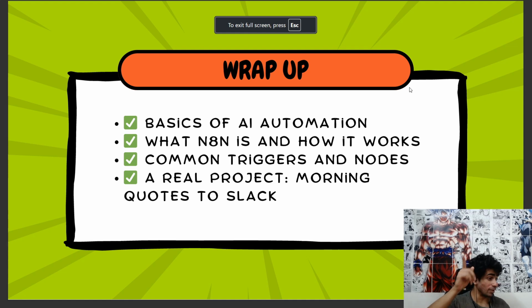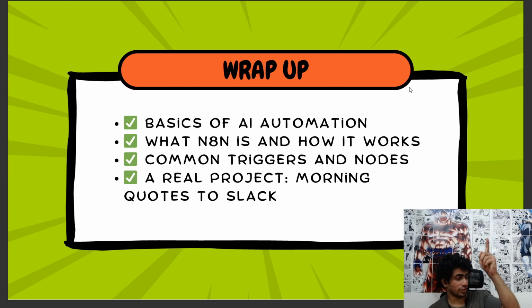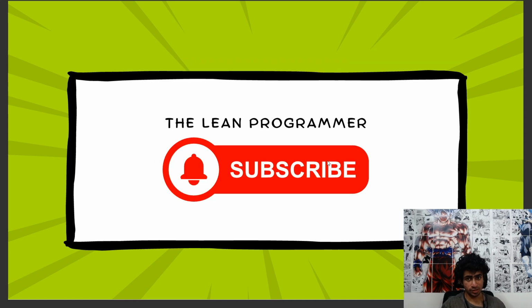Before we go, we have to wrap it up quickly. What is the basic of AI automation? Just tell me, comment it down. What is AI automation? The answer is one, two, three. Automating or doing the day-to-day tasks that you would have done manually, asking a machine to do it. That's it. What is N8N? N8N is an automation tool. How it works, you have already seen. Common trigger patterns and nodes you have already seen, and a real project.